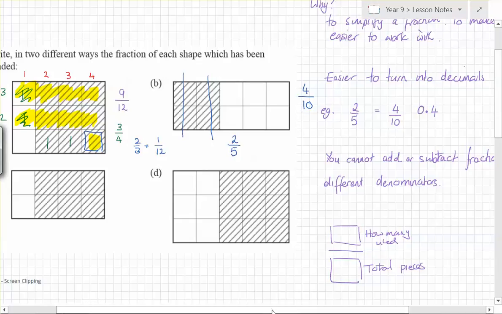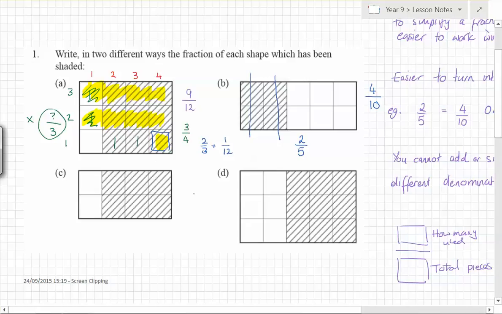Okay. Go on then, Jana. This one can be 6/8. Or Sophie? 3/4. Jana, this one? 9/15 or 3/5. Okay, now I understand it.